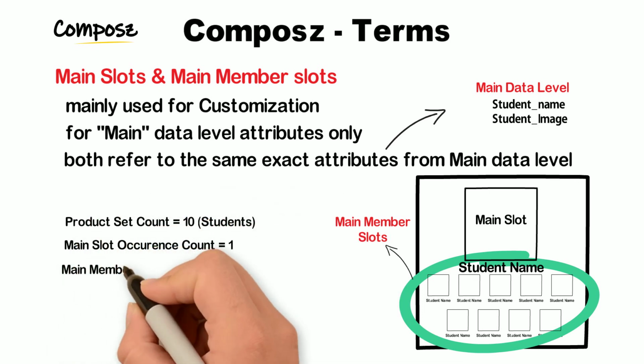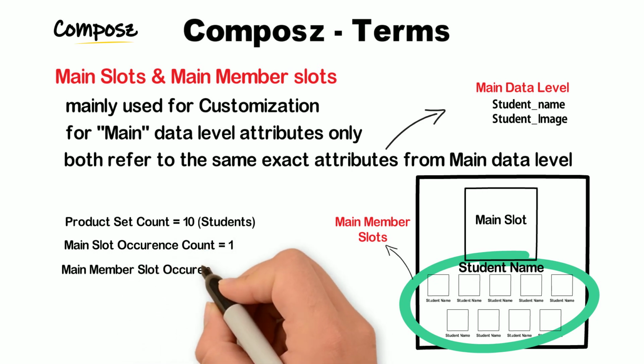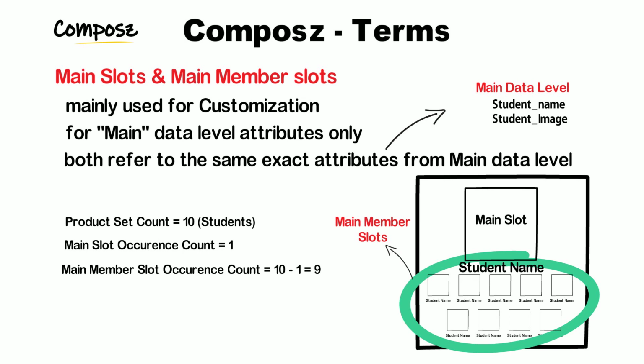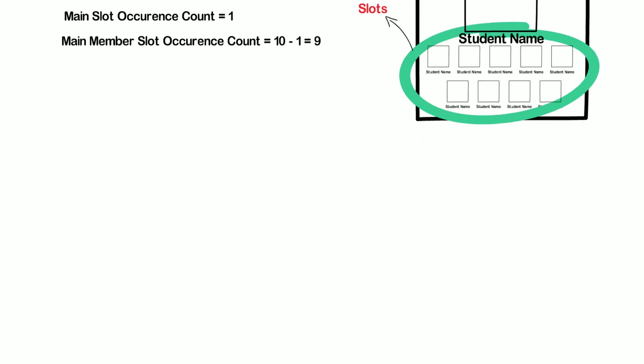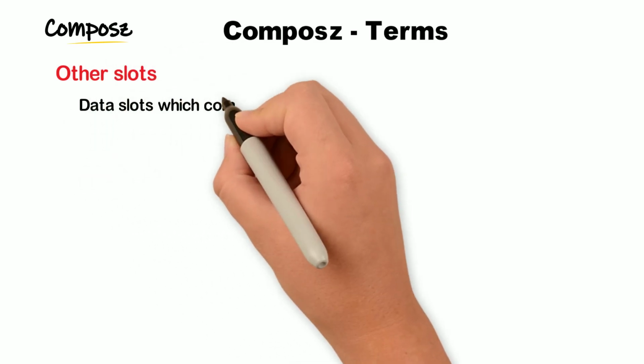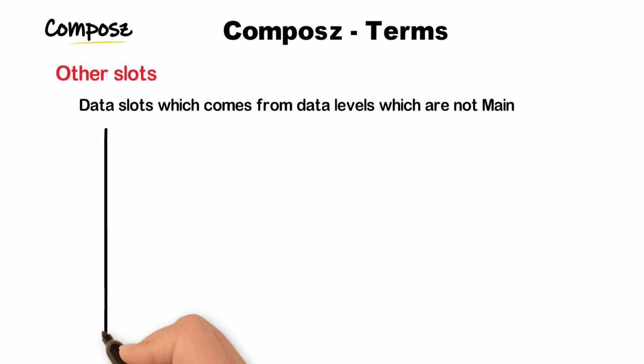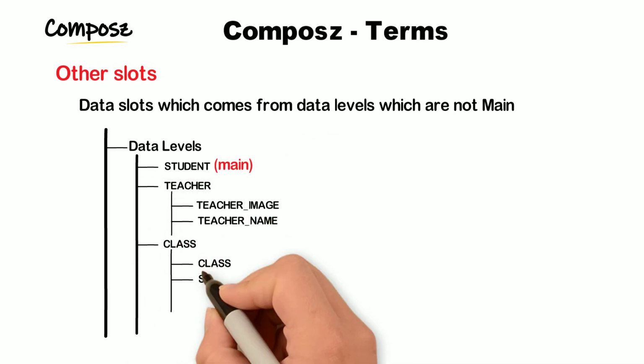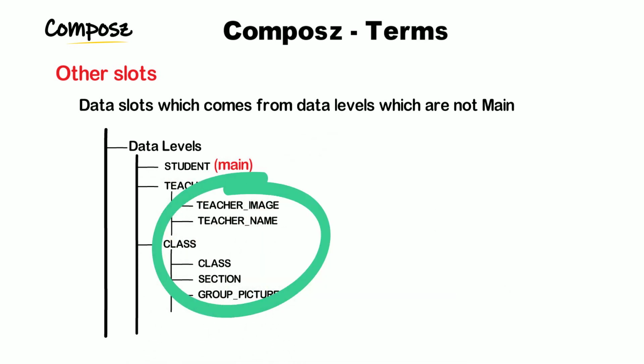Usually you'll have one occurrence of main slots in a layout. Main member slots usually will have as many occurrences as the strength of the students in a class minus 1. You subtract 1 because that one student slot is taken up by the main slot. Other slots. Data slots which come from data levels which are not main are called other slots. Usually the teacher's data level, class data level, etc. will qualify for other data slots.